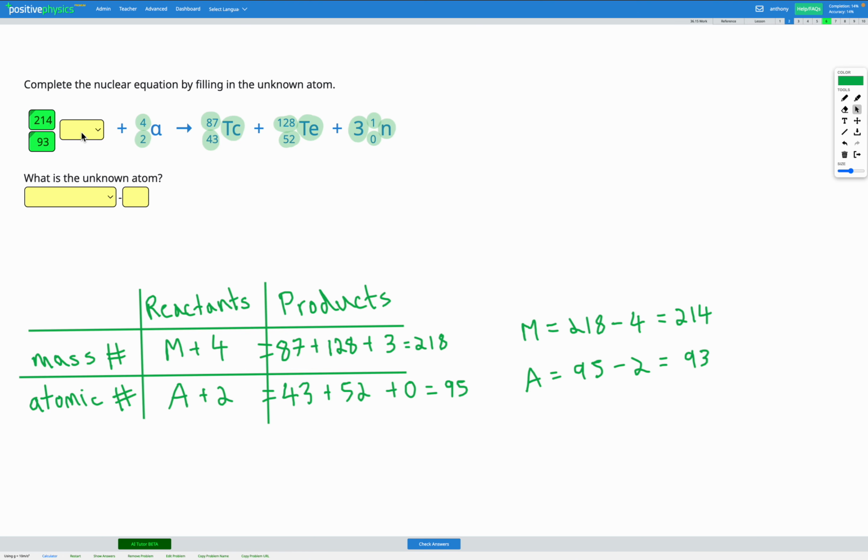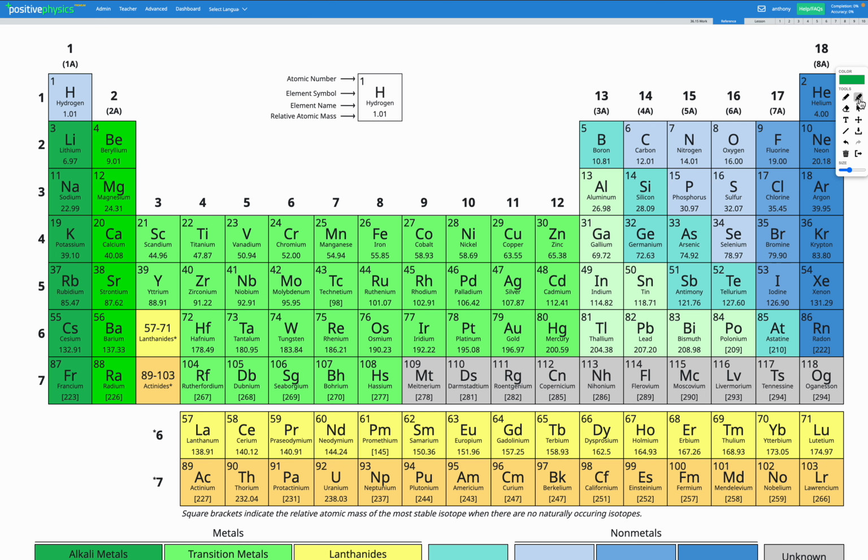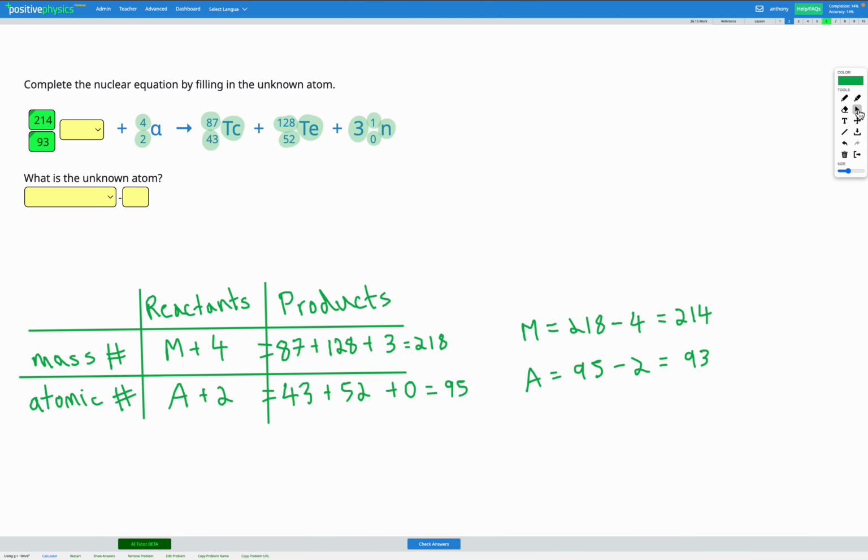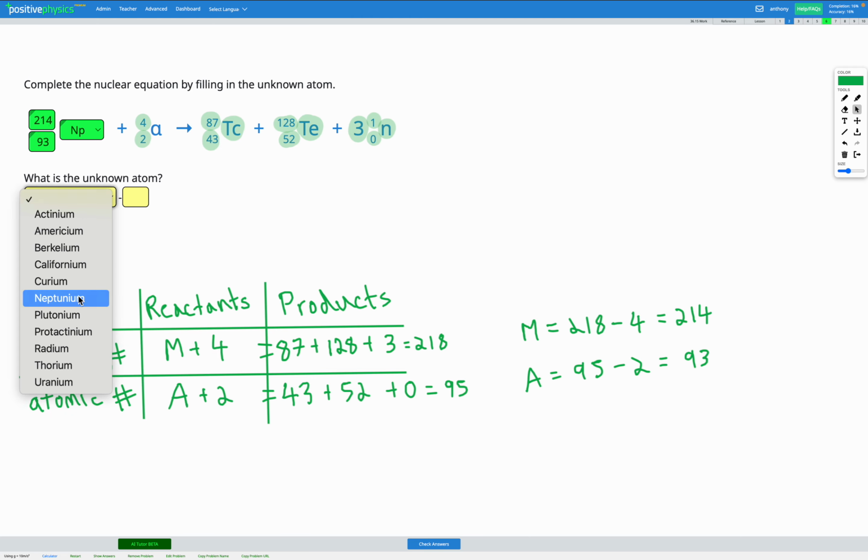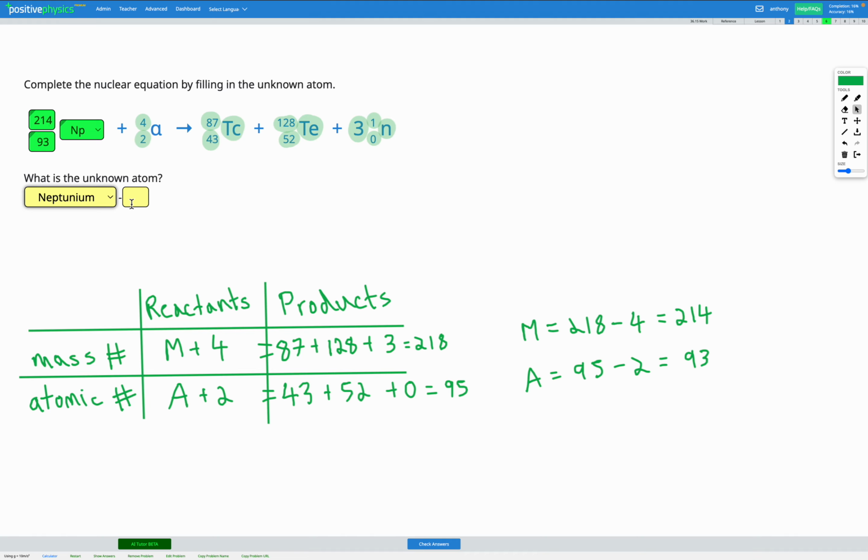Then we need to head to our periodic table to figure out which element we have. So we're looking for atomic number 93, and here it is down here. 93 is Np, neptunium. So we can go ahead and fill in our symbol here. It's going to be Np, and our name of our unknown atom is going to be neptunium. And the number we add here again is the mass number, so 214. So we had neptunium 214.